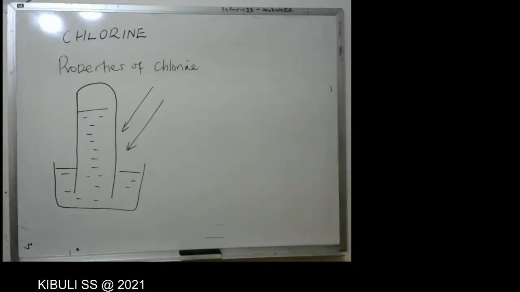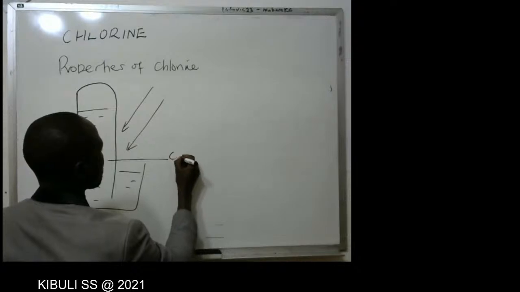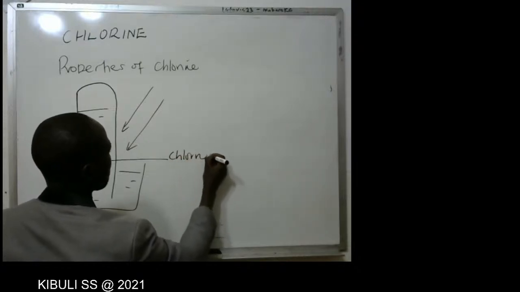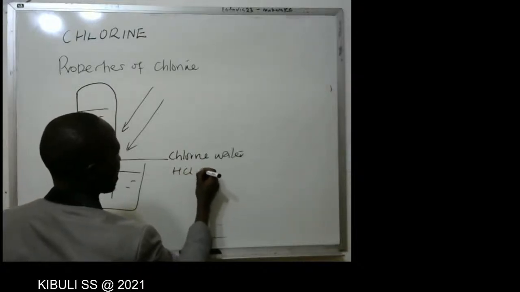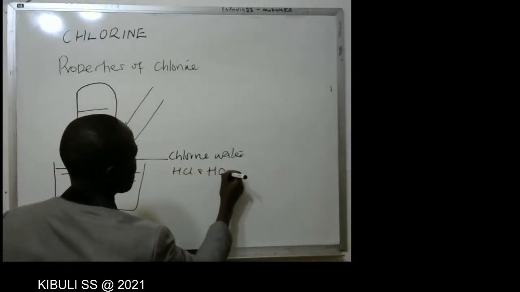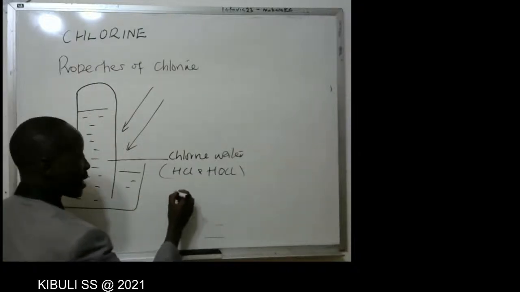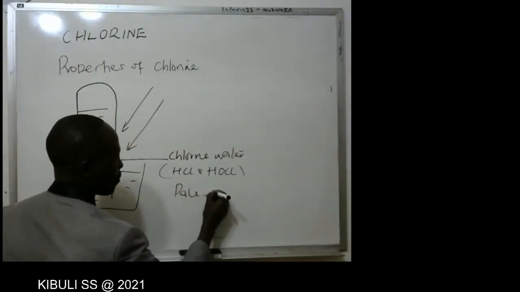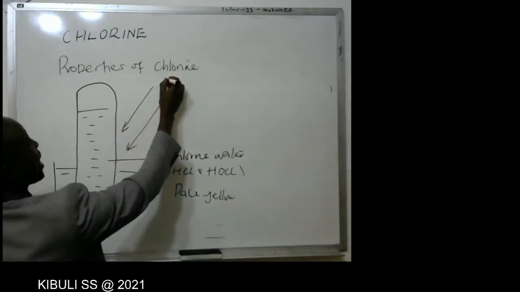Exposed to sunlight. So this is chlorine water, and we say it has what? Hydrochloric acid and hypochlorous acid. Now when you expose, and what's the color here? The color is pale yellow. So what happens when you expose this to sunlight?